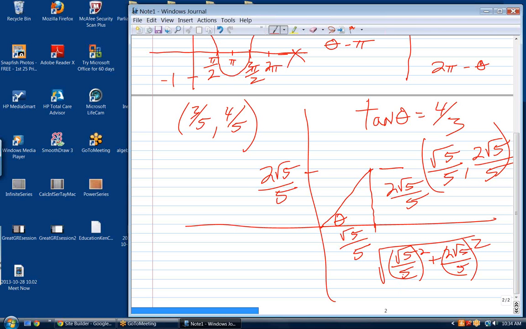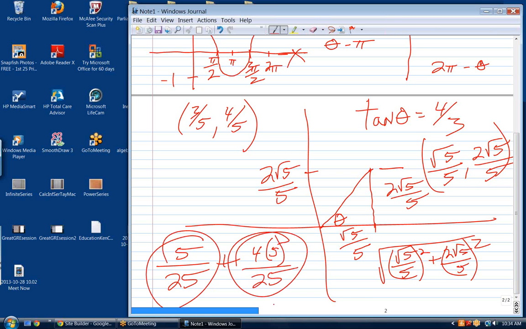Okay, let's square the first one. First one squares to 5 over 25, so 1/5. We square the 2 and the root 5, so this becomes 4 times 5 over 25. So that's 1/5 plus 4/5, which is 5/5. So 1 is the answer for the hypotenuse.